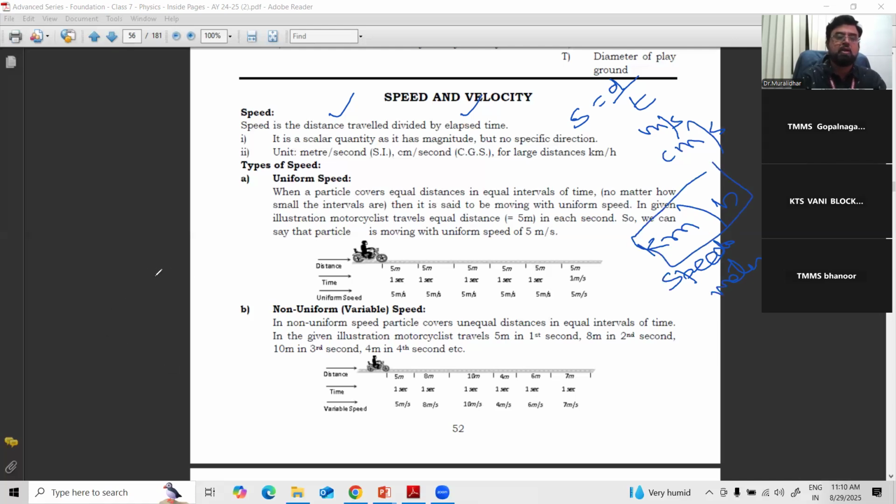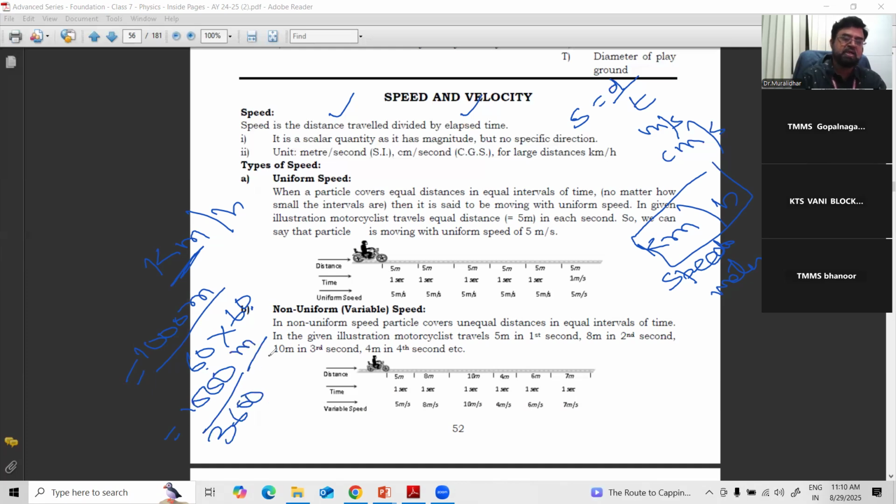So what is kilometer per hour? You can convert kilometer per hour into meter per second also. One kilometer is equal to 1000 meters, right? One hour is equal to 60 into 60 seconds, because 1 hour is equal to 60 minutes, and each minute is equal to 60 seconds. So total 3600. 1000 by 3600 meter per second. Zeros cancel, two zeros, then 2 fives are 10, 2 18s are 36. That is 5 by 18 meter per second. 1 kilometer per hour is equal to 5 by 18 meter per second.